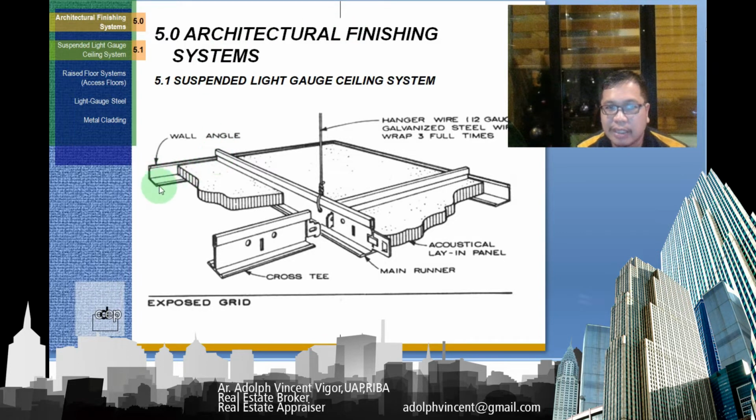So here you can see that these are your acoustic panels, and these are your main runners, and this is what you call the cross T. So this is your hanger wire, usually galvanized steel. So this is an exposed grid system.